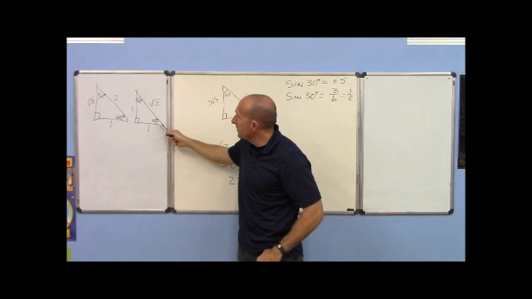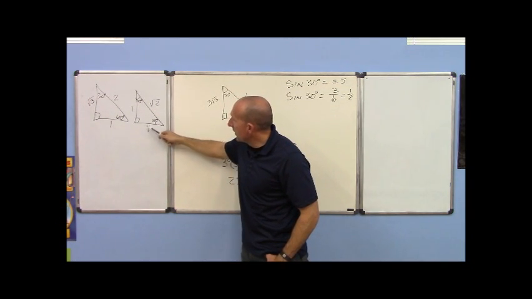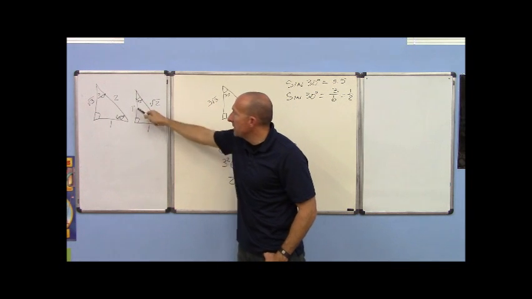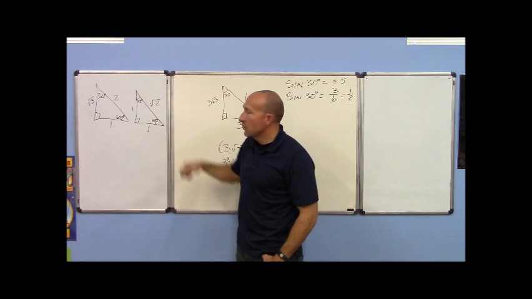If you have a 45-degree angle, well, it's 1. When this is 1 and this is 1, well, these two have to be the same length if these are 45-degree angles. Then the hypotenuse will be the square root of 2.